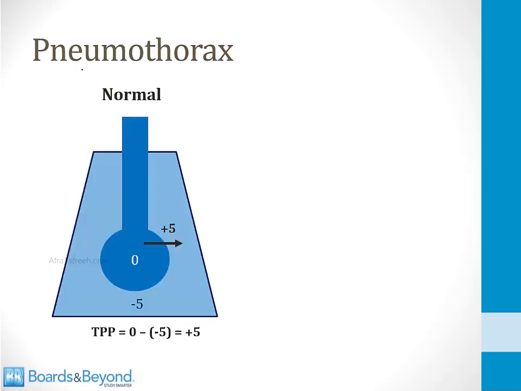And just to emphasize how important the transpulmonary pressure is, let's briefly talk about a pneumothorax. So in a pneumothorax, there is a hole in the lungs, and that changes the intrapleural pressure. Shown on the slide right now is a normal lung setup. We've got a pressure of 0 in the alveoli. We've got a pressure of -5 in the intrapleural space, and that's creating a transpulmonary pressure of +5 to keep the alveoli open.